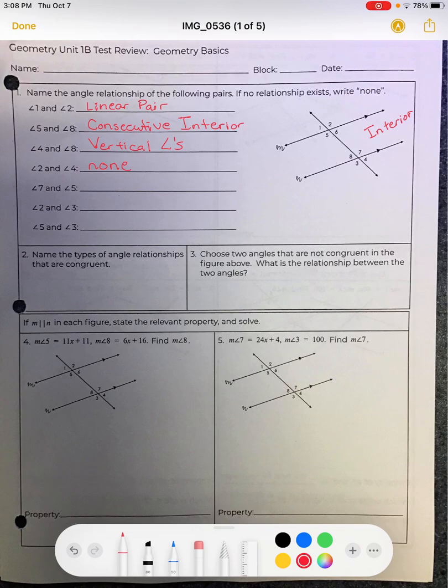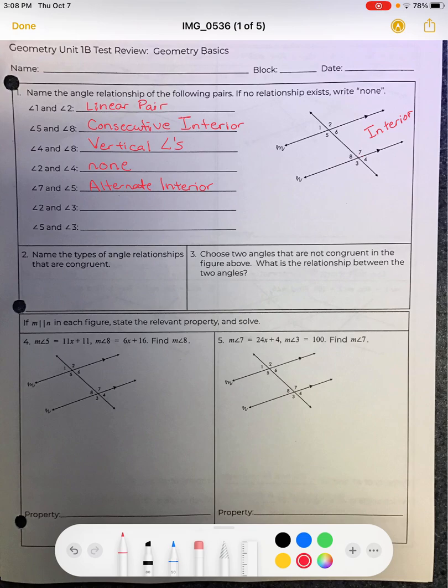Next one we have is 7 and 5. These you'll notice are between the lines, so they are interior, but they're on opposite sides, so this is called alternate interior. Alternate interior angles.